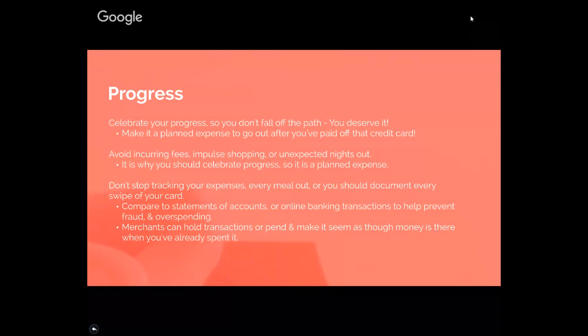And as I mentioned before, merchants can actually hold transactions or pend them, so it will actually look as though money is there in your account when you go to your online banking. Just for the record, that has nothing to do with the Harris County Federal Credit Union. That definitely is a merchant situation.